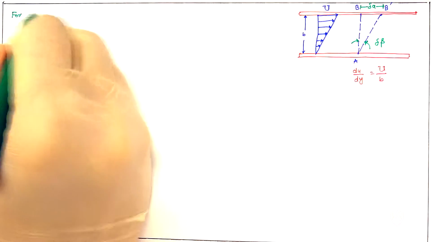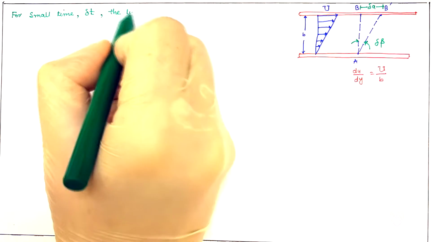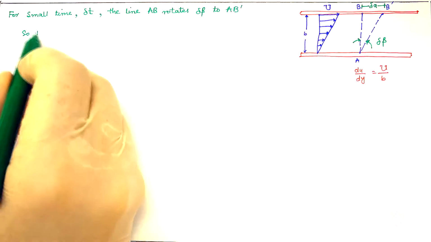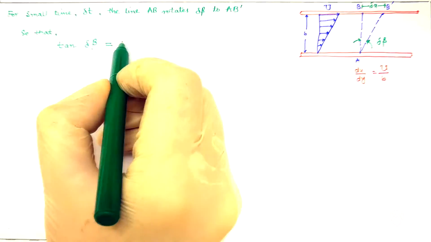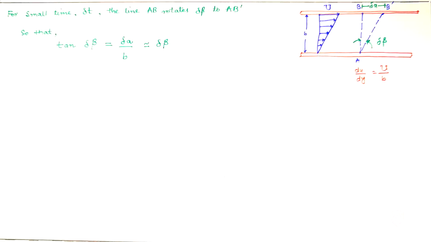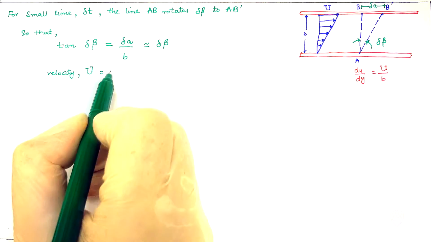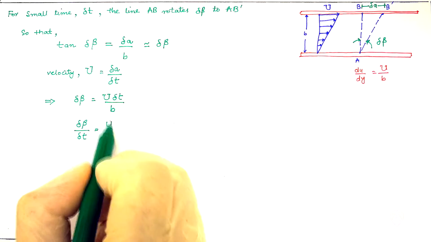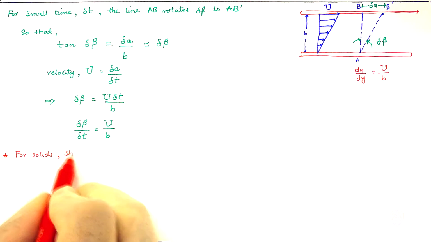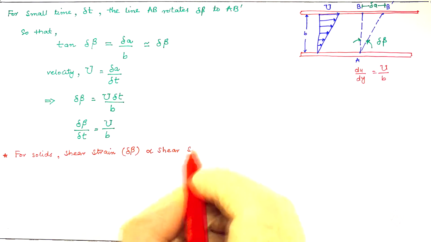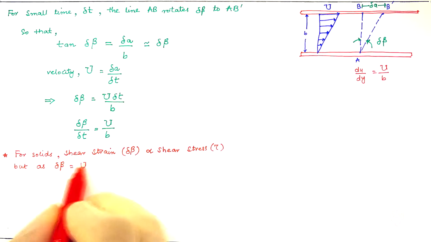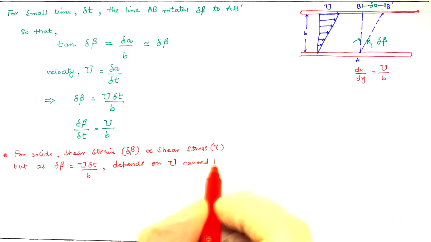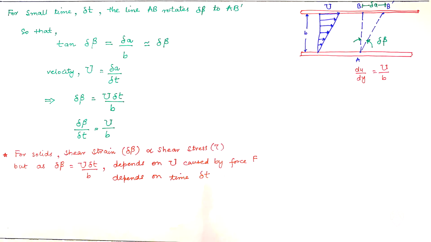For a small time interval, del t, the line AB rotates del beta to AB dash so that tangent del beta equals del A over b. We know for small angles tangent del beta becomes del beta. Thus we get del beta over del t equal to u over b. For solids, shear strain is proportional to shear stress. But here angular deformation depends on velocity caused by the force and depends on time.